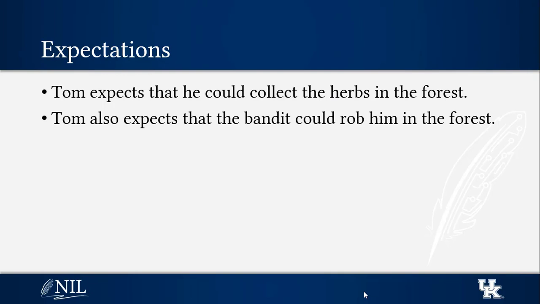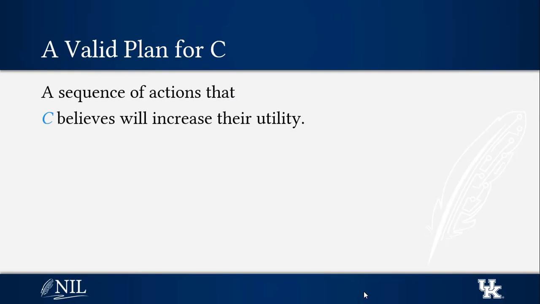In our model, we represent character goals by a utility function. A utility function maps a state to a number. There are several constraints for a plan to be considered valid, but the one that I want to focus on in this presentation is that for a plan to be valid for a character, they must believe that it will increase their utility. By incorporating the emotion model into narrative planning, we change this definition to this.